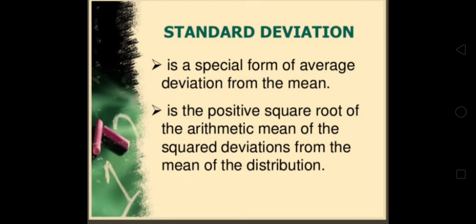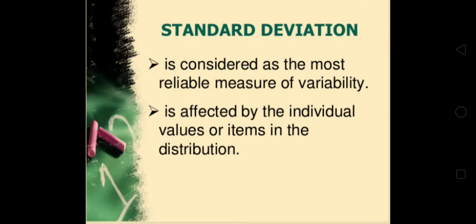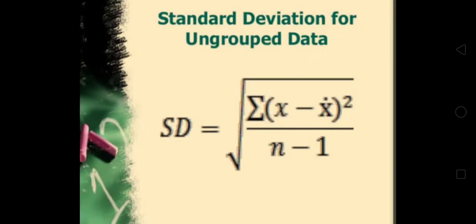Standard deviation is a special form of average deviation from the mean. Secondly, it is the positive square root of the arithmetic mean of the squared deviations from the mean of the distribution. And it is considered as the most reliable measure of variability. It is also affected by the individual values or items in the distribution.